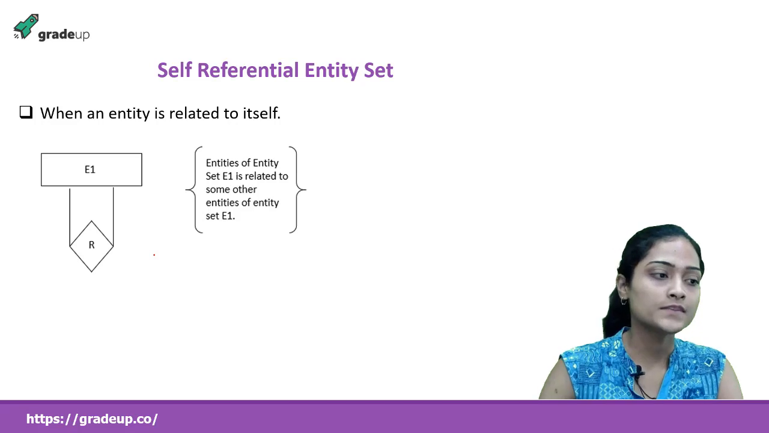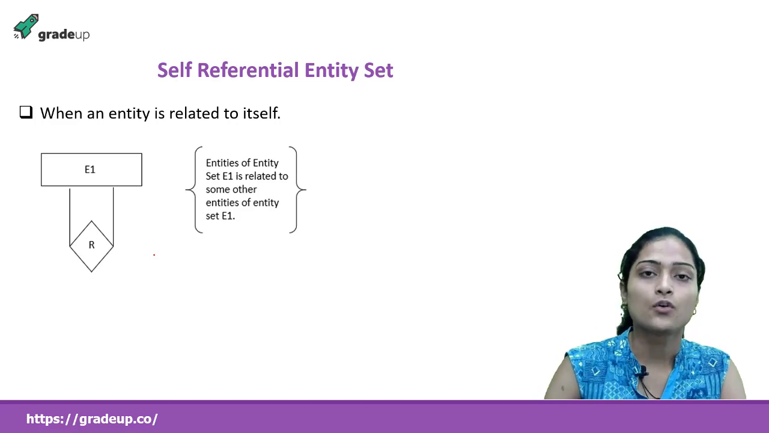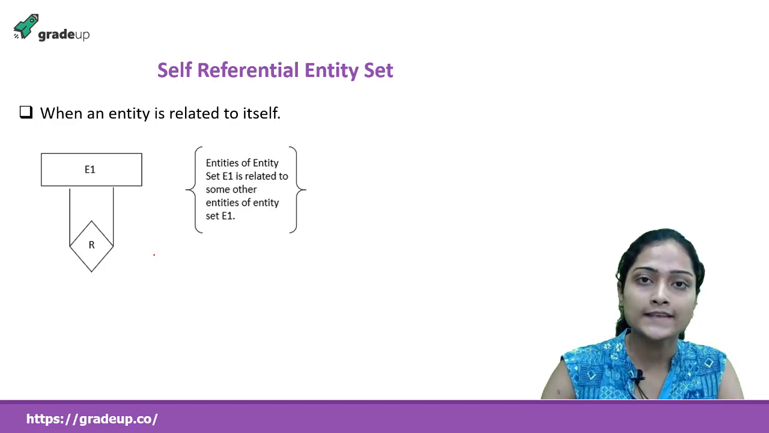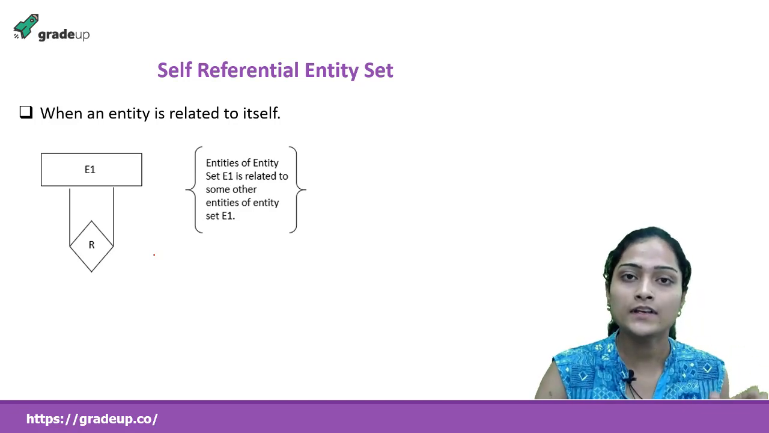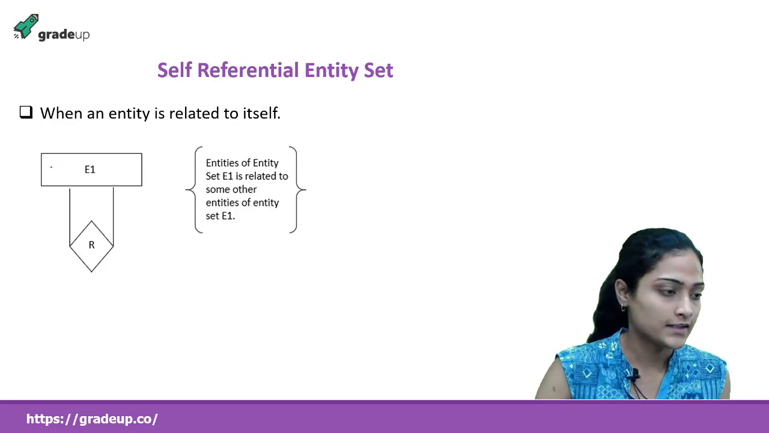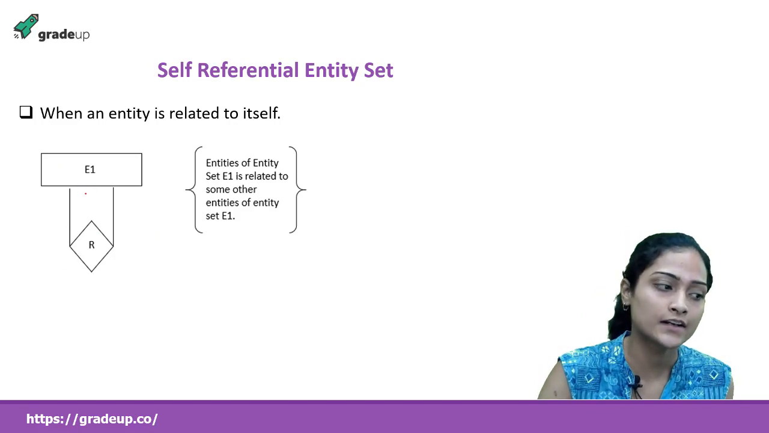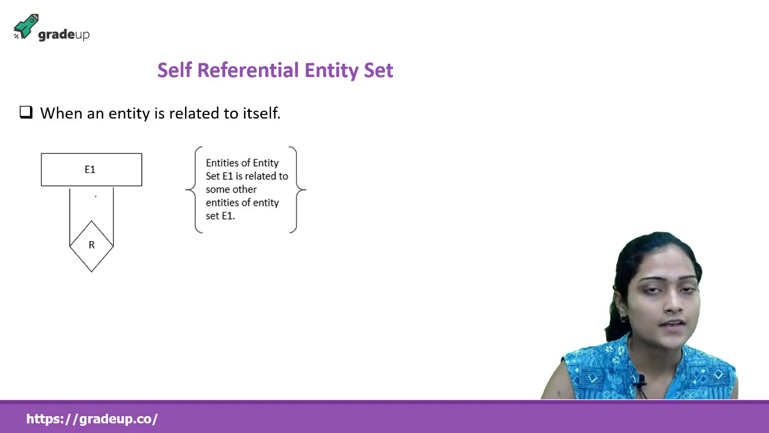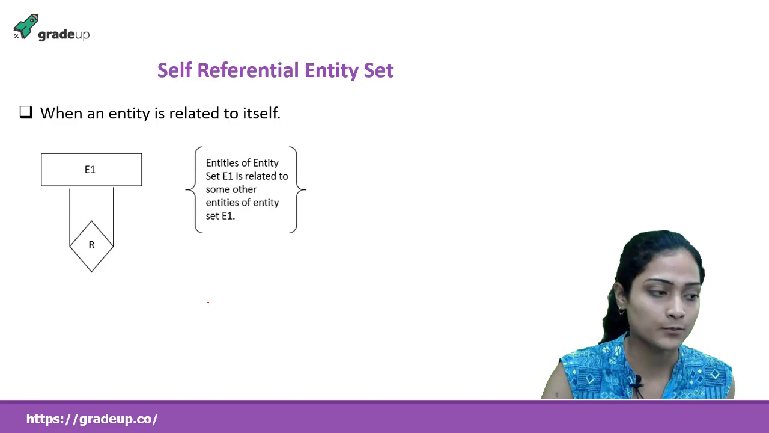Then next comes the self-referential entity set. So what is the new case which occurs in a self-referential entity set? We have an entity set E1, and entities of entity set E1 are related to itself. See this, we have only one entity set and this relation is related to itself. Suppose we take an example. It will be very easy to remember such things.